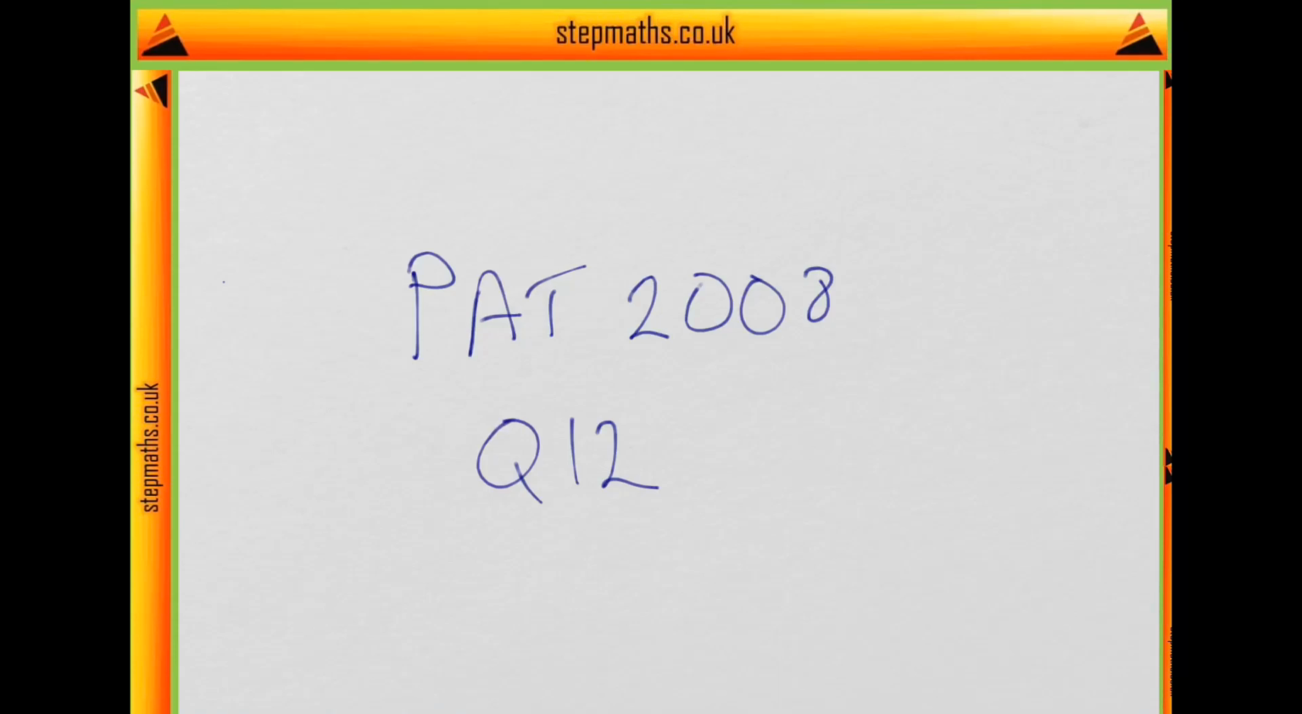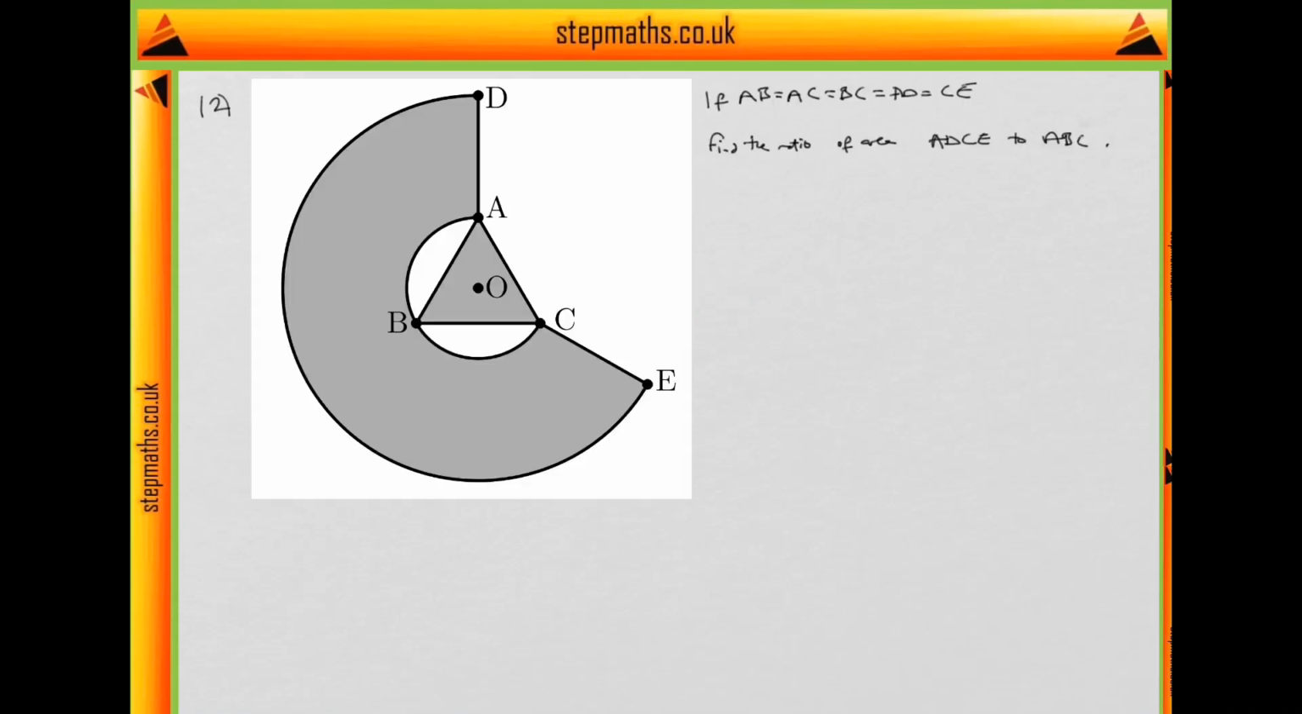Hi. Today we're looking at the pattern as an 8, going to question 12. So question 12 gives us a geometric figure and tells us AD is AC, AB is BC is CE. All these sides here are the same length. Find the ratio of the area ADCE, so this shaded region, to the area of ABC, this shaded region.